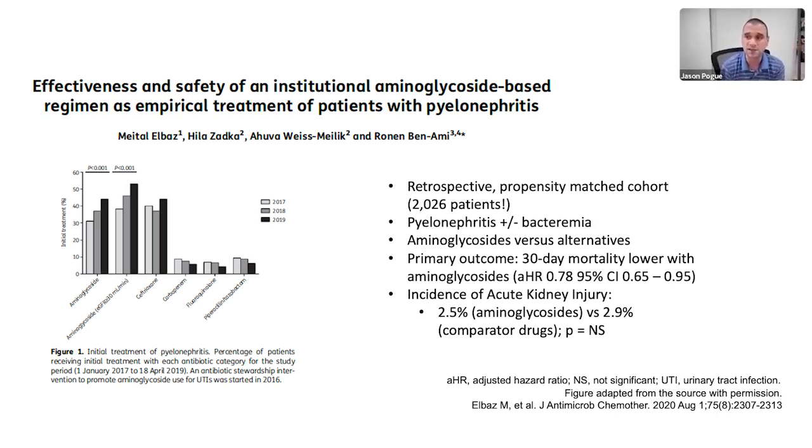And basically for patients who had creatinine clearances greater than 30, they were able to get to a place where over half of patients were getting this empirically. And this was either gentamicin or amikacin in this study. And so they wanted to see what effect did this have on outcomes. So they did a retrospective propensity matched cohort study of over 2,000 patients, including over 700 who got either gentamicin or amikacin. And these were patients who had pyelonephritis with or without bacteremia.